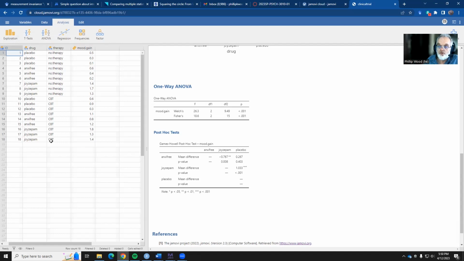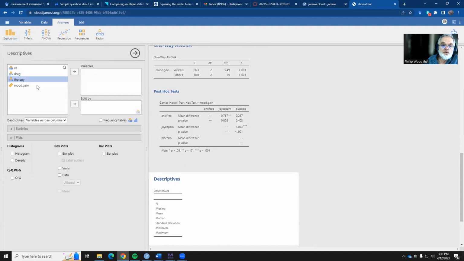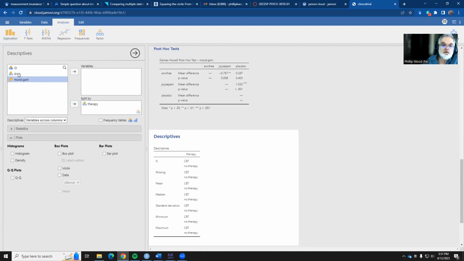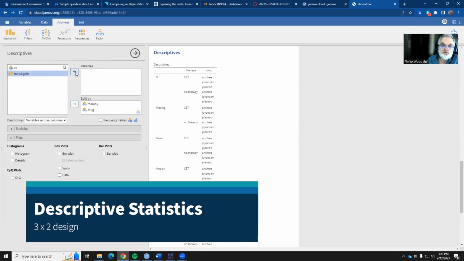So now what we're going to do is a 3x2 analysis of variance, the three levels of drug, placebo, anxiety-free, and joyzepam, and the two levels of therapy, no therapy versus CBT. Well, just as we did before, it's always good to come in and explore our data. So now what we want to do is put therapy in and also drug level in. And our dependent variable is mood gain.